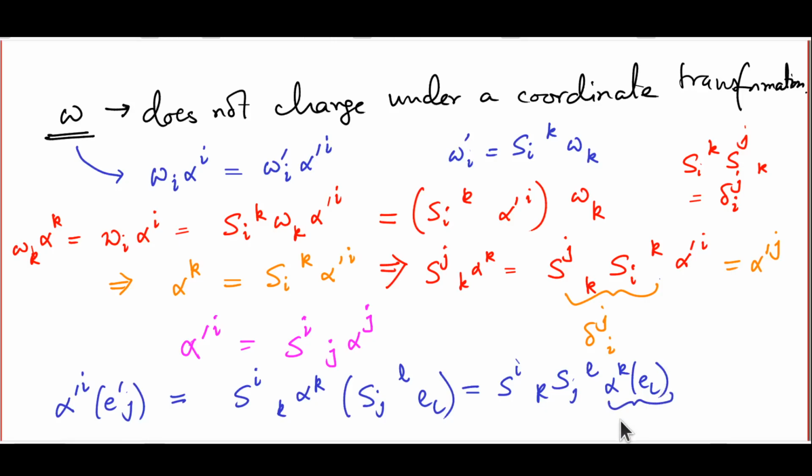But this alpha k acting on El, by the definition of the alphas, has to be delta kl. That helps us to get rid of this sum, but at the same time change this l to k. And now using the standard property of these matrix coefficients, this thing is simply delta ij as we demanded. So this transformation rule that we have figured out for the covector basis does work out.